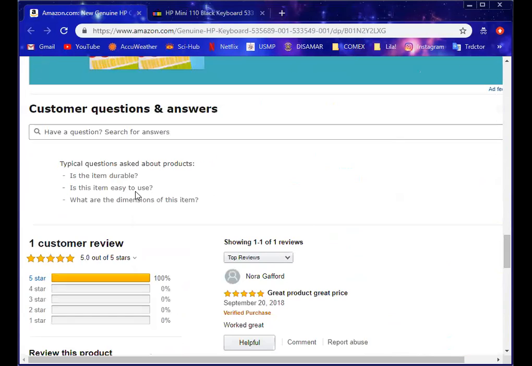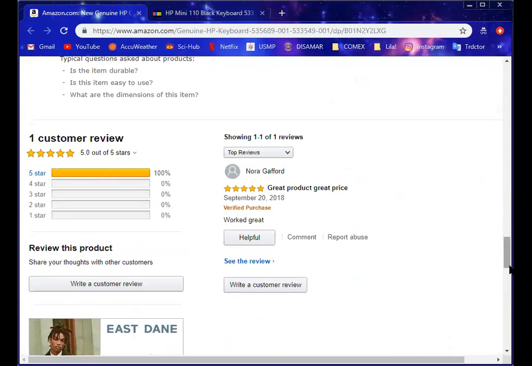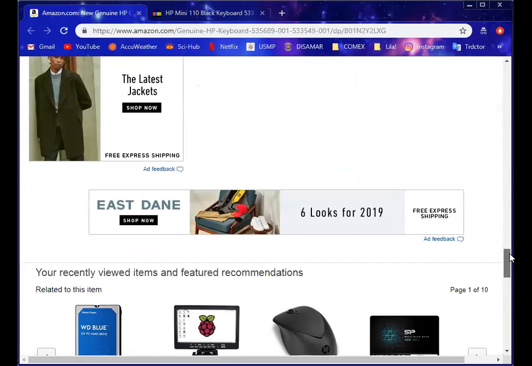In here, they have some typical questions, and they have one review. So in this case, one person says that it was a great product and a great price. He didn't put a picture, but if he wanted to put a picture, it would appear here. So he says that it worked great. So that is a good point.